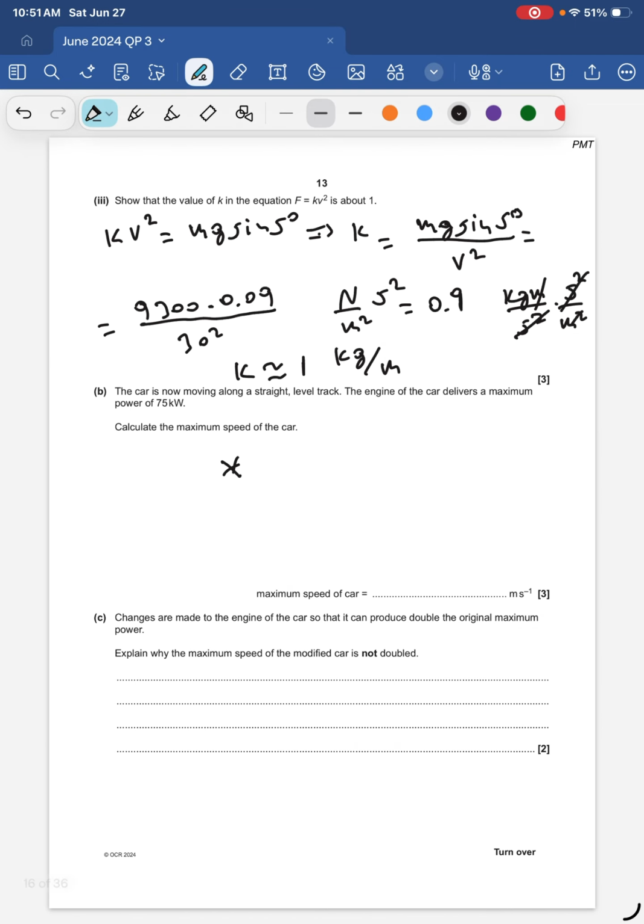C, changes are made to the engine of the car so that it can produce double the original maximum power. Okay, so someone has a lot of money to spend, I guess. But anyway, explain why the maximum speed of the modified car is not double.